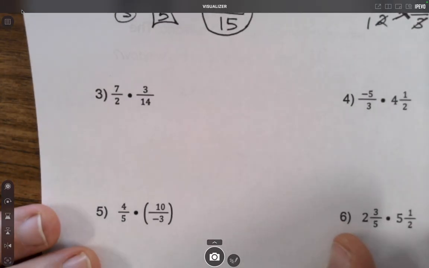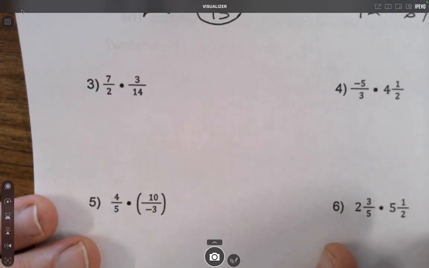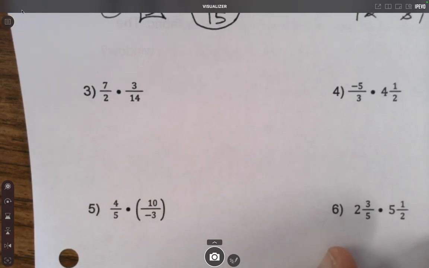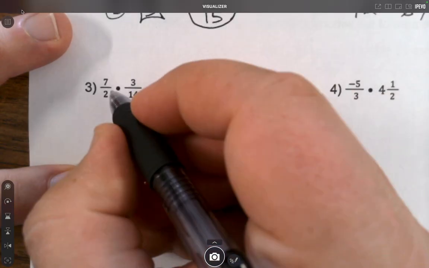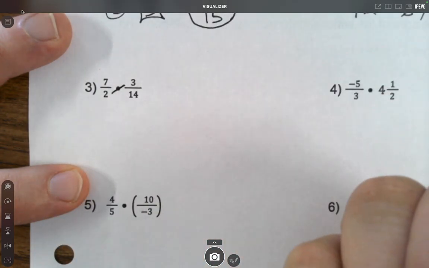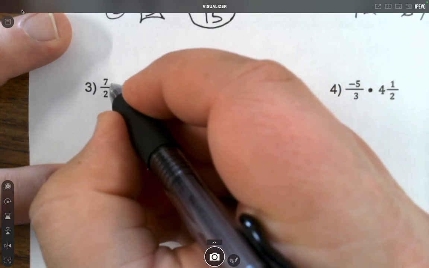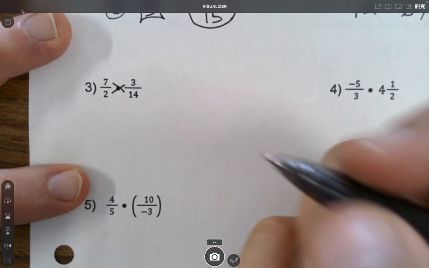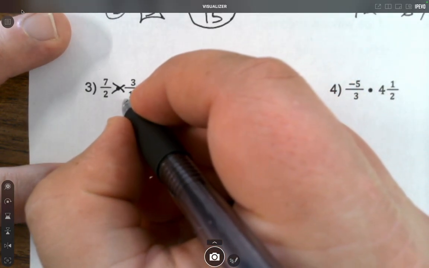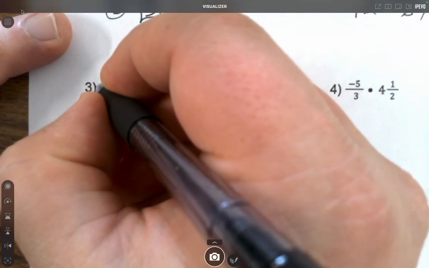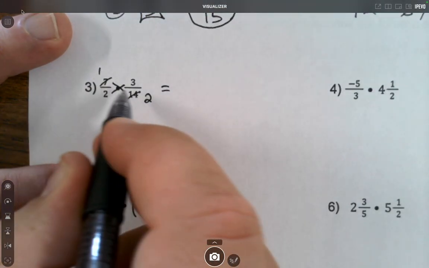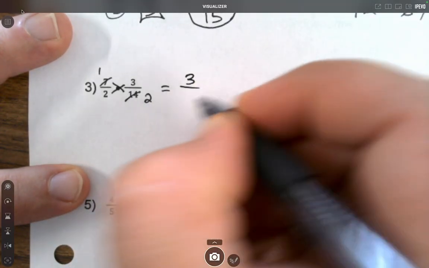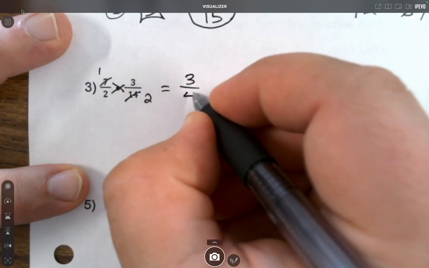Okay, number 3, we don't have to change anything to an improper fraction because no mixed numbers appear. So we can move directly to looking for cross products. So there's nothing that 2 and 3 have in common, nothing we can do there. But 7 and 14 have 7 in common. So 14 divided by 7 is 2. 7 divided by 7 is 1. 1 times 3 is 3. 2 times 2 is 4.